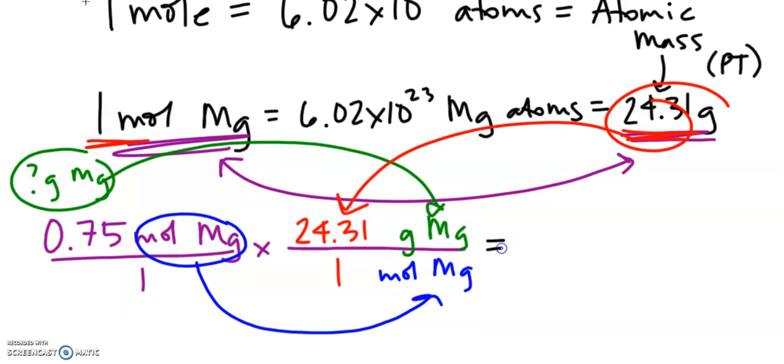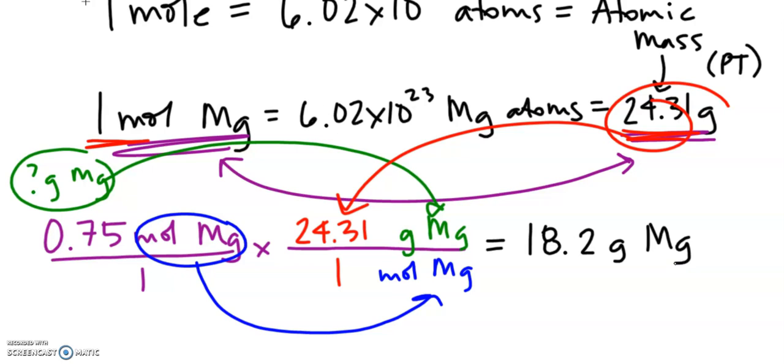So now I'd go to my calculator and type in 0.75 times 24.31, and I get 18.2325. I'll round this to 3 digits, 18.2 grams of magnesium. So 3/4 of a mole of magnesium, 0.75, would weigh 18.2 grams.